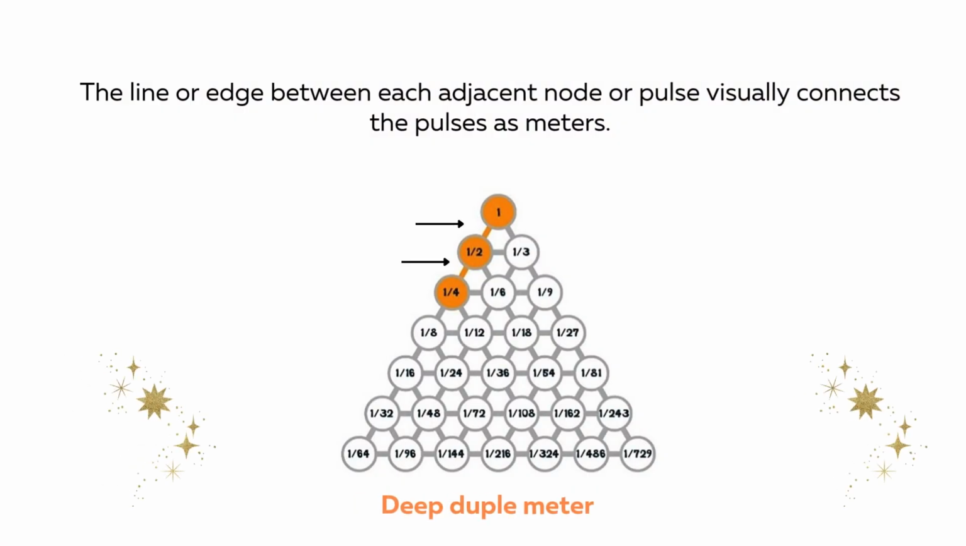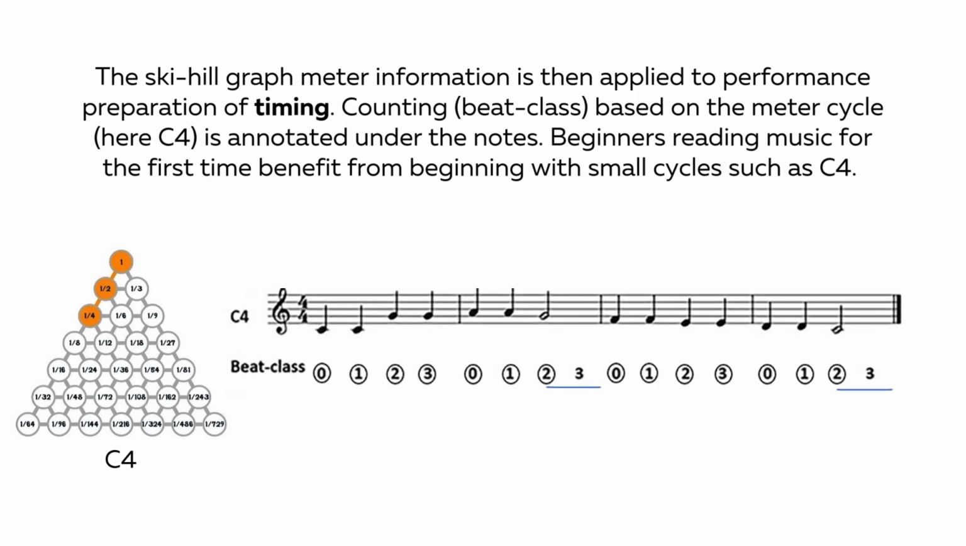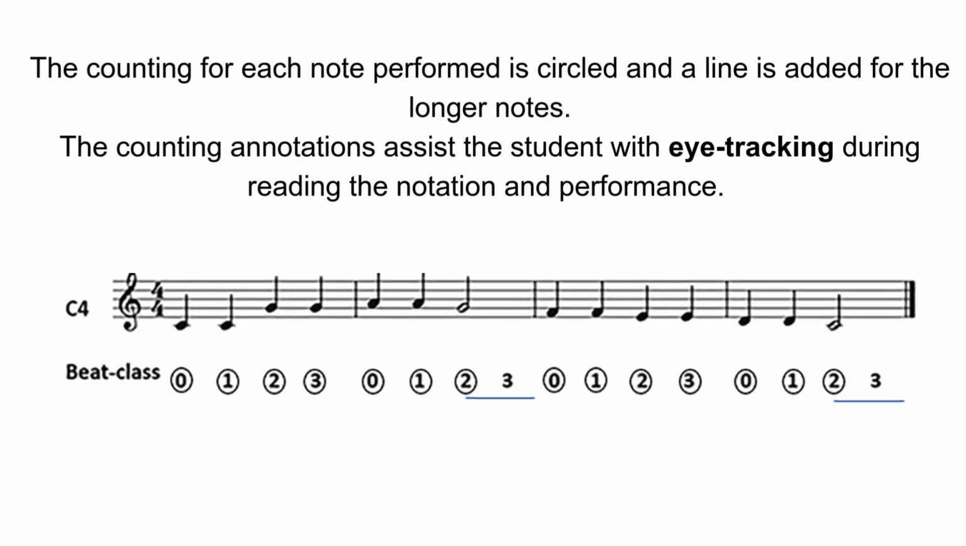The line or edge between each adjacent node or pulse visually connects the pulses as meters. The skill graph meter information is then applied to performance preparation of timing. Counting or beat class based on the meter cycle, here C4, is annotated under the notes. Beginners reading music for the first time benefit from beginning with small cycles such as C4. The counting for each note performed is circled and a line is added for the longer notes. The counting annotations assist the student with eye tracking during reading the notation and performance.